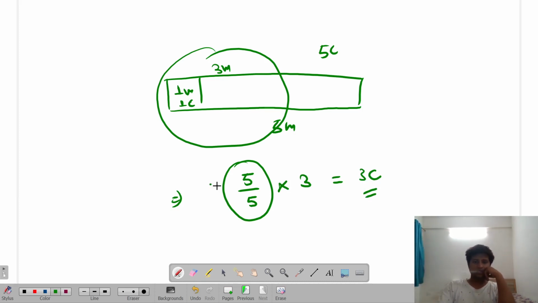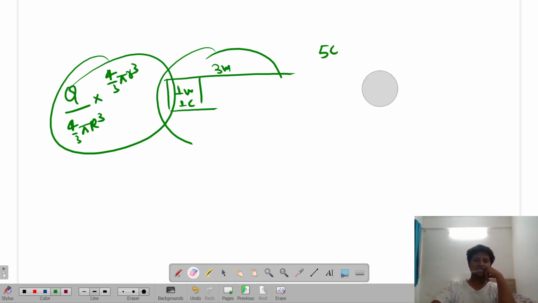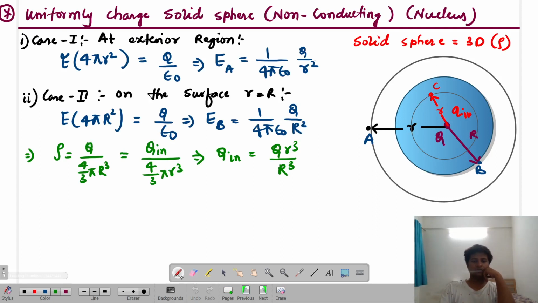Now it is a 3D body, so what will I do? Total charge by total volume, which is 4 by 3 pi R cube, multiplied with the required volume to find the total charge in the required volume. Simple, but that can be easily related. I will not use that much mathematics. I'll just relate the density. Density is charge by volume, it is a 3D body, and density is uniform, so charge enclosed can be found easily. Right or not? So therefore I can directly apply the flux rule.